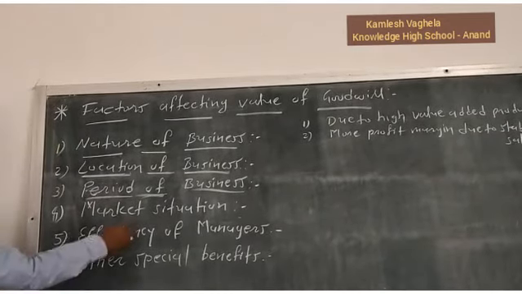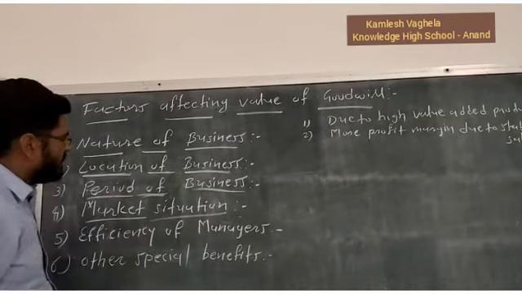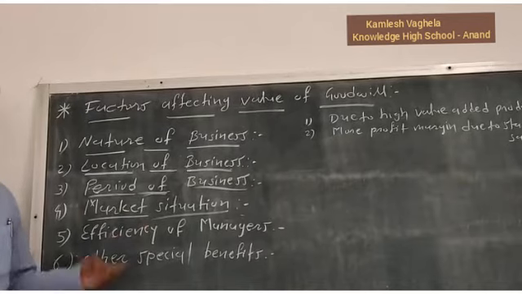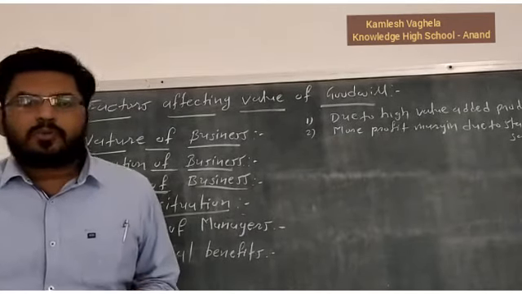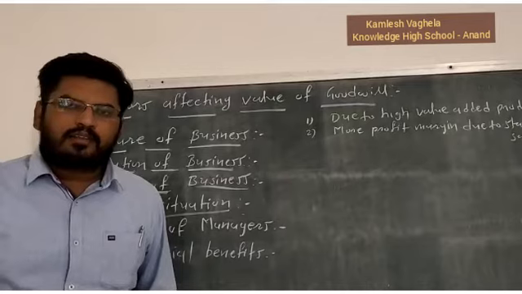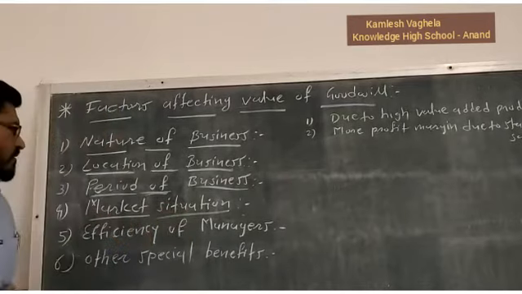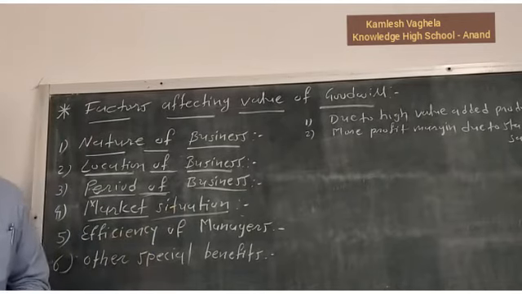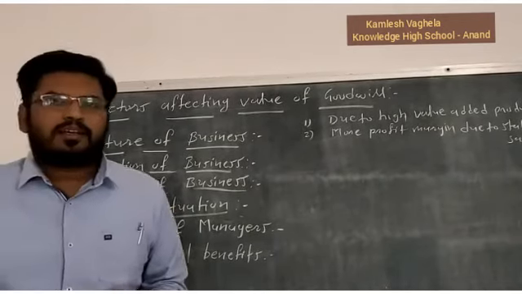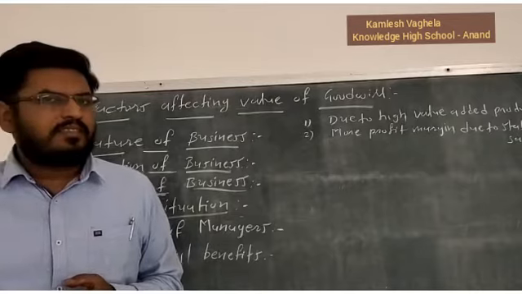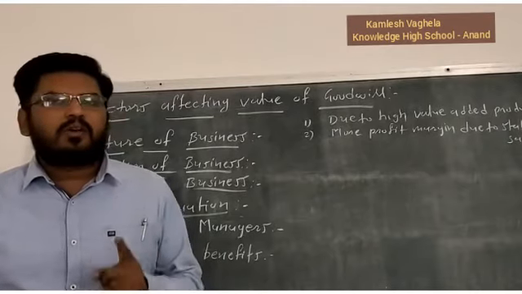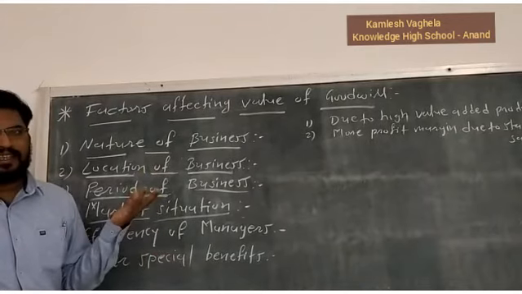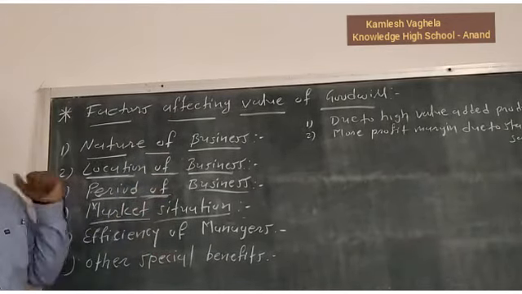Then market situation. Market situation means what? There are different kinds of market situation. You know that is monopoly, oligopoly, duopoly, perfect competition, imperfect competition. All these are market situations. So if our business is like monopoly. So what is monopoly? Monopoly means it is such a market situation in which there is only one seller and all the remaining are buyers. So here our profit will automatically increase. And as and when profit increases, our goodwill also increases.